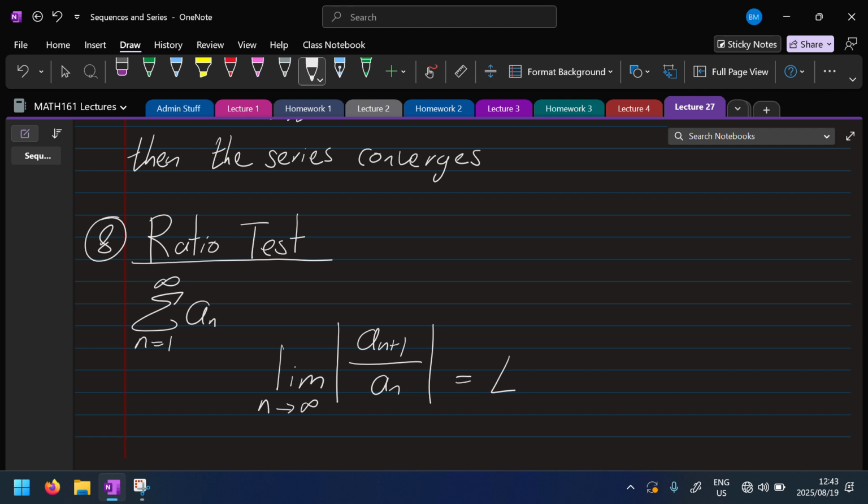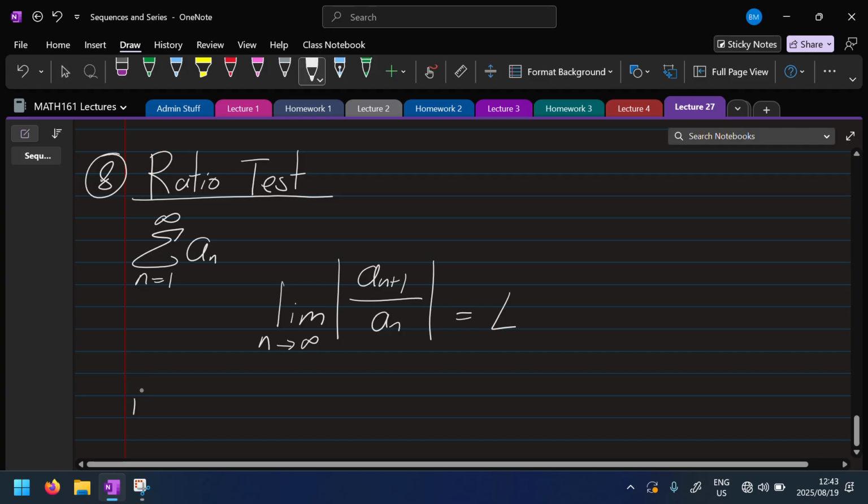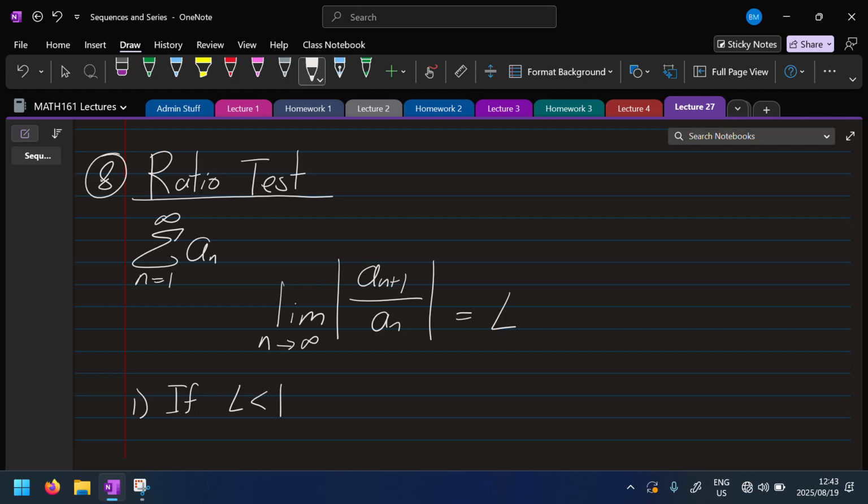Okay, so you calculate the limit, you get this value L, and then there are 3 things we get from this L. So number 1, if L is less than 1, okay, not equal to 1, it must be less than 1, then the series is convergent.